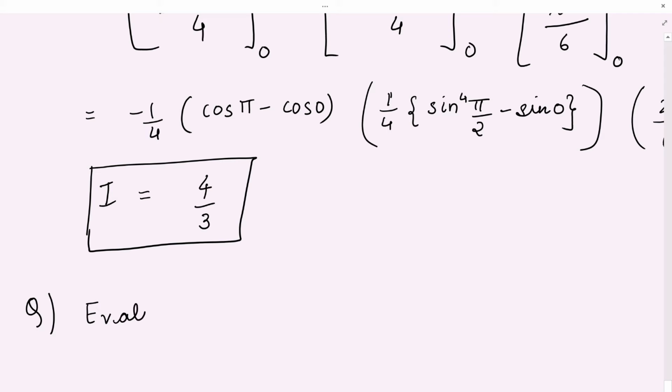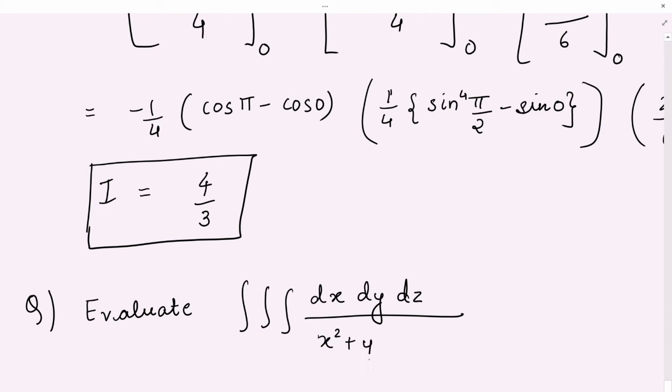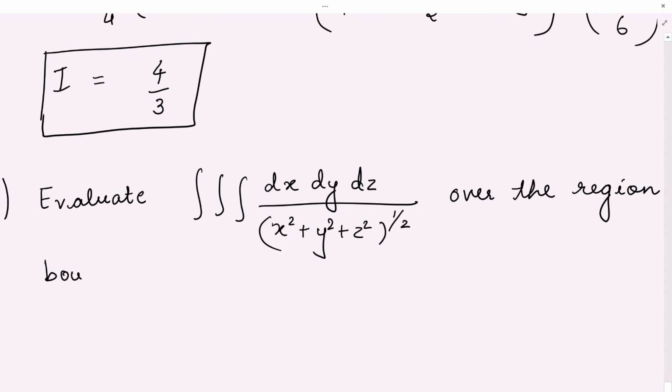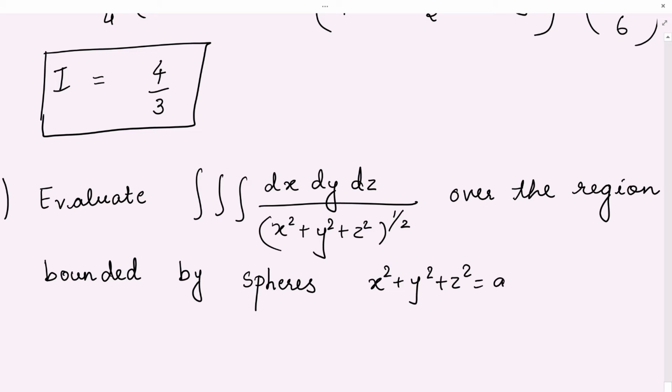Let's take an example. Evaluate the triple integration of dx dy dz over (x square plus y square plus z square) raised to 1 by 2, over the region bounded by the spheres x square plus y square plus z square is equal to a square, and x square plus y square plus z square is equal to b square.